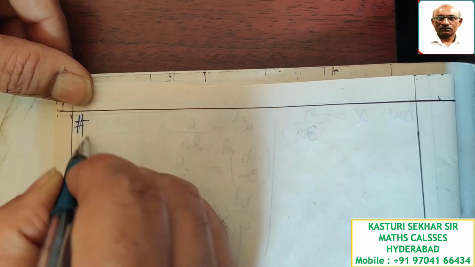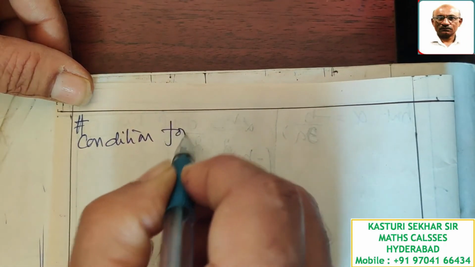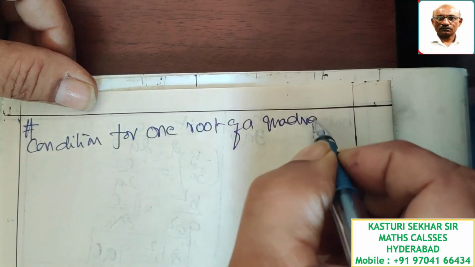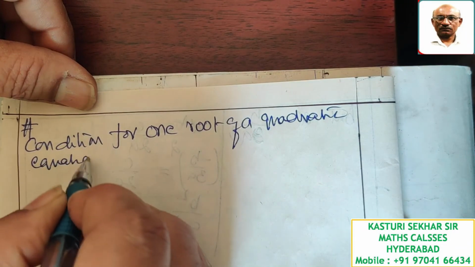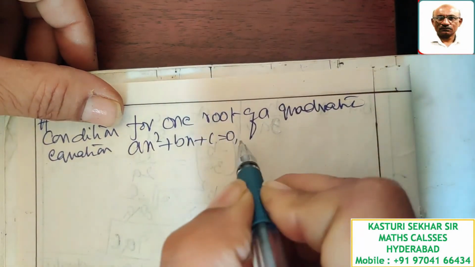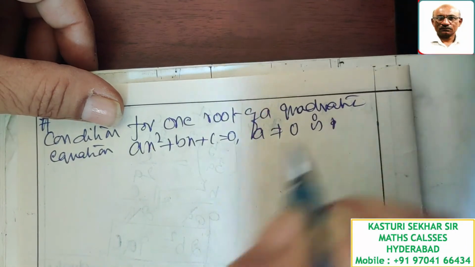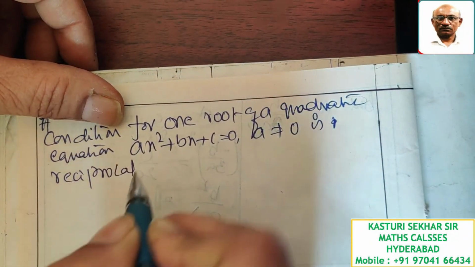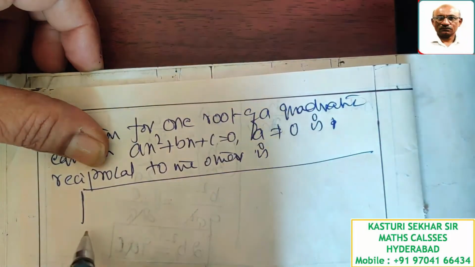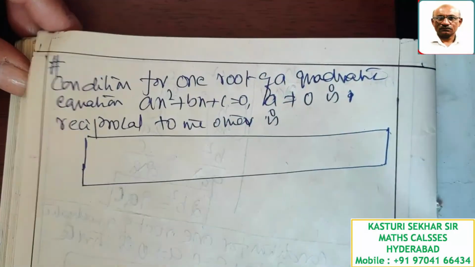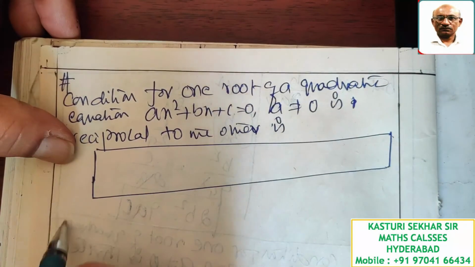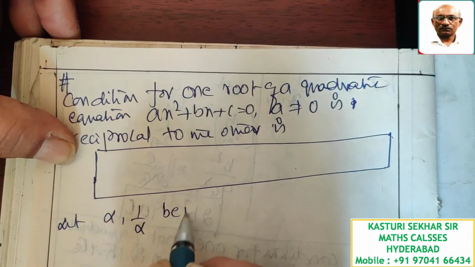Next, condition for one root of a quadratic equation is reciprocal to the other. Let alpha comma 1 by alpha be the roots.